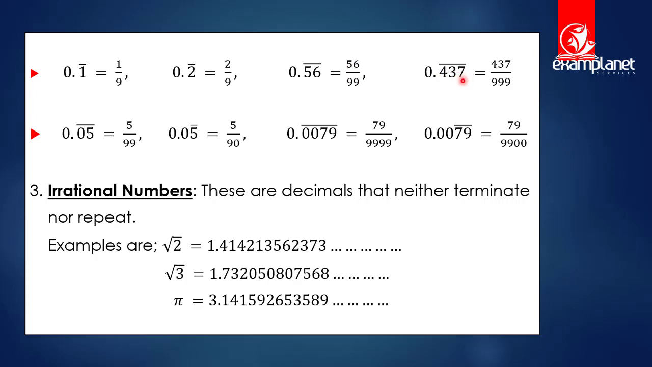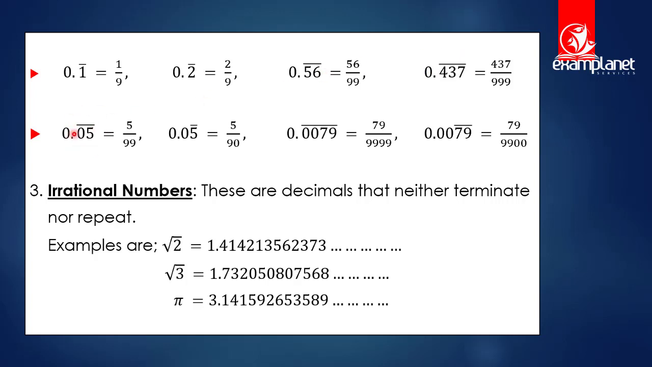0.437437437437 and so on will be 437 over 999, because we have 3 digits repeating. So that will be 3 nines. Alright. So that is how we can easily express our repeating decimals as fractions. You can then probably break the fraction down into a simpler one, and see what it looks like.